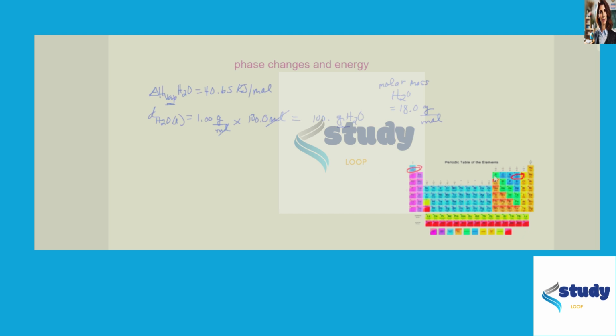Just to make sure we're clear on that, this is what we do on the periodic table. We utilize the two hydrogens, and the molar mass for each hydrogen, located below its elemental symbol, is 1.01 grams. Oxygen is 16.0 grams. Put them together into 3 sig figs, and that gives us that 18 grams per mole molar mass of water.